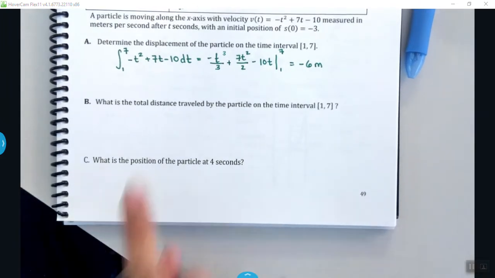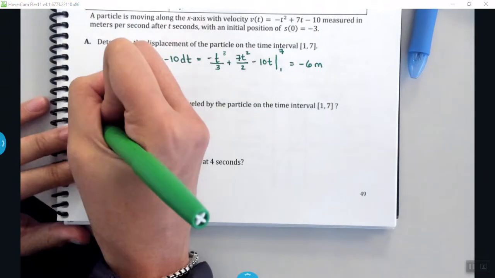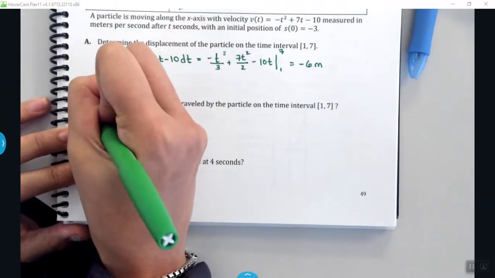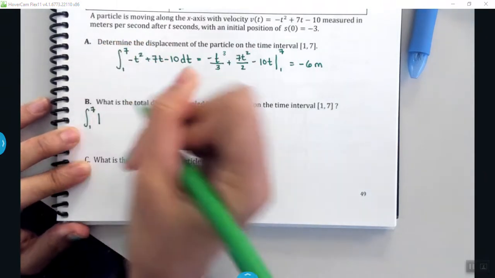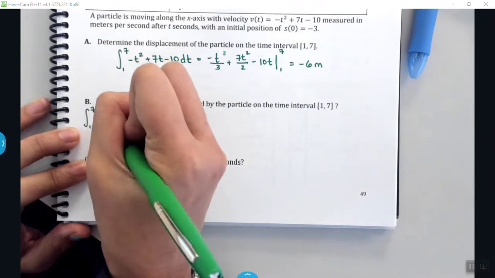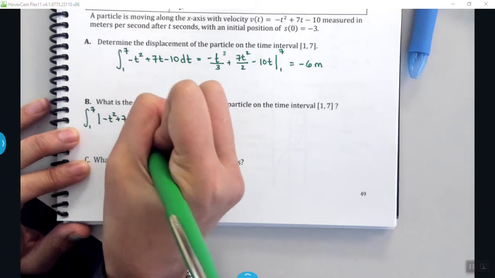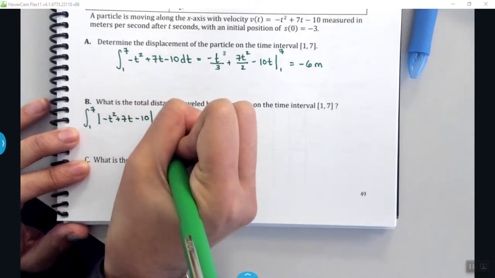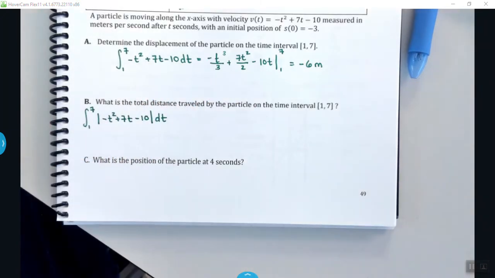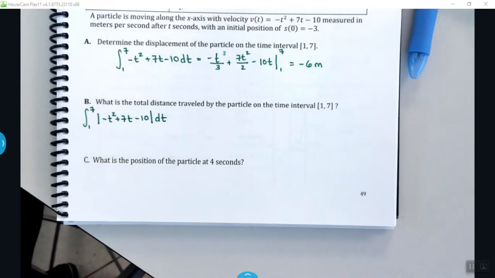Okay, total distance traveled is different. You got to go integral 1 to 7 of absolute value of velocity, negative t squared plus 7t minus 10 dt. Now, if you have a calculator, it's super easy. You just type this in, and then you're done.